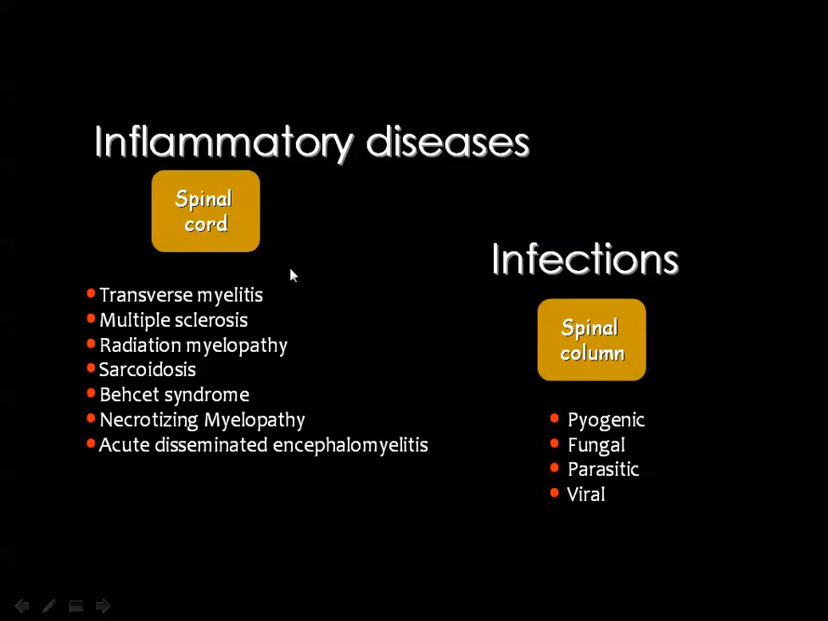The inflammations of the spinal cord include the transverse myelitis, MS, multiple sclerosis, radiation myelopathy, sarcoid, Behçet syndrome, necrotizing myelopathy, and the acute disseminated encephalomyelitis or ADEM. The infectious lesions affecting the vertebral column are either due to pyogenic organisms, due to fungi, parasites, or viral infection.